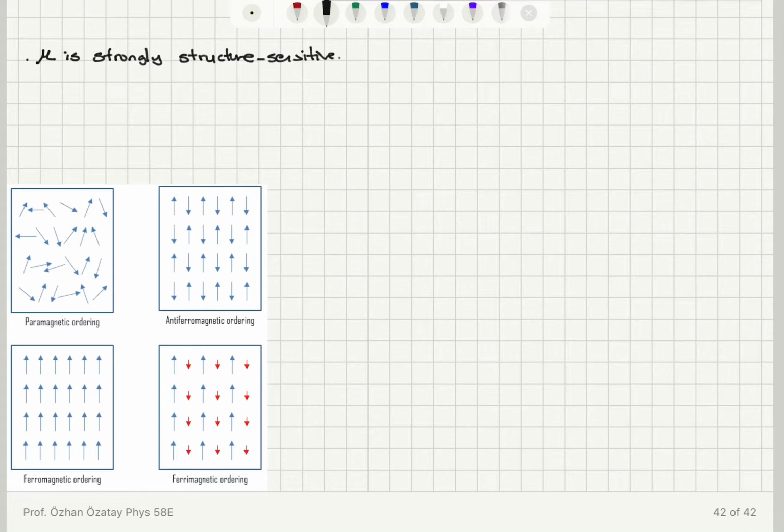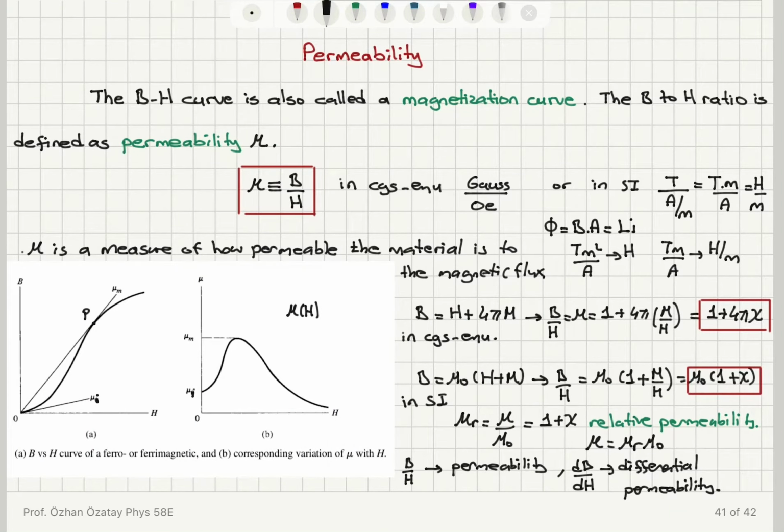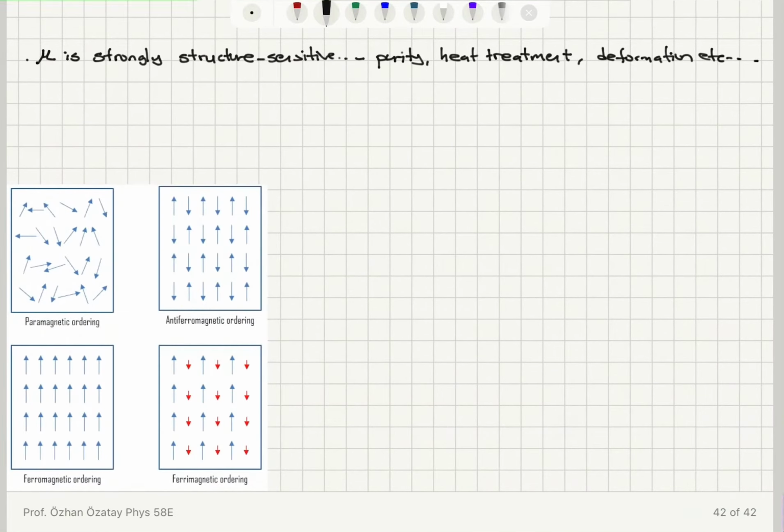So if we, for example, look at the purity level of the material, heat treatment that is done to the material that may affect its crystal structure, any deformations of the material, etc., will have an impact on the value of the permeability of the material. So permeability reflects also structural changes that we might have in the material.